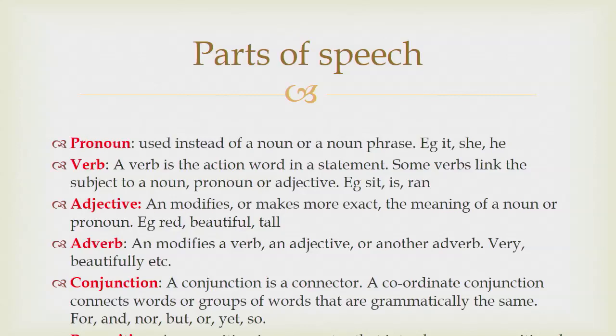A common way of looking at the coordinating conjunctions is to look at them through the word FANBOYS. F standing for for, A standing for and, N standing for nor, B standing for but, O standing for or, Y standing for yet, and S standing for so. So that spells the word FANBOYS.